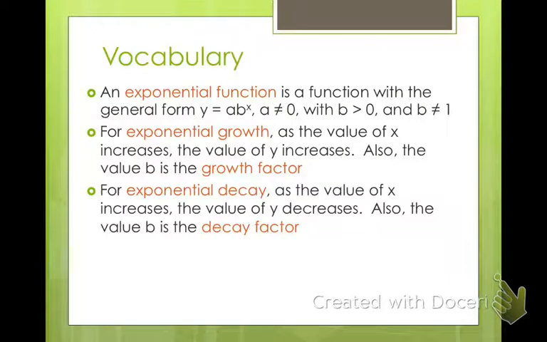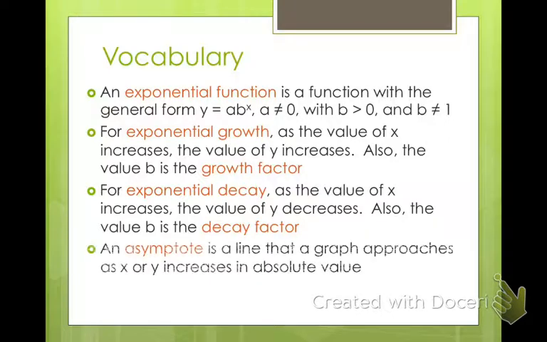For exponential decay, as the value of x increases, the value of y decreases. So this is called our decay factor, because as one's getting bigger, the other one's getting smaller. And then we're also going to learn a new thing. An asymptote is a line that a graph approaches as x or y increases in absolute value. So an asymptote is just a line that your graph gets infinitely closer to, but never actually touches.